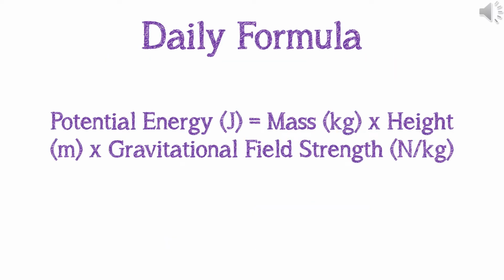First things first, it's today's daily formula, which is for potential energy. So potential energy in joules is the mass in kilograms times the height in meters times gravitational field strength. Do obviously look out for those little tricks they put in sometimes to make sure the mass is in kilograms and the height is in meters. If they're not, remember to convert before you use this.